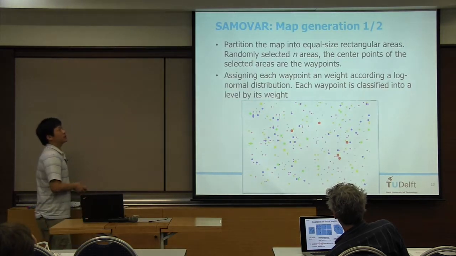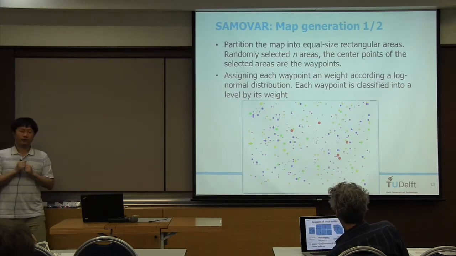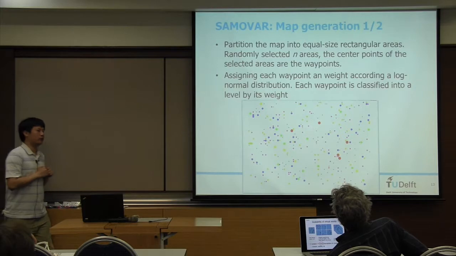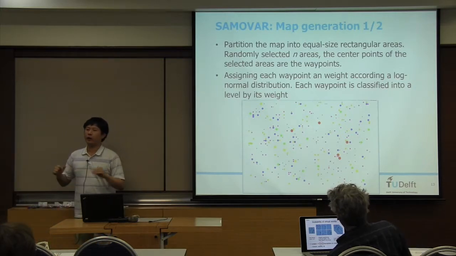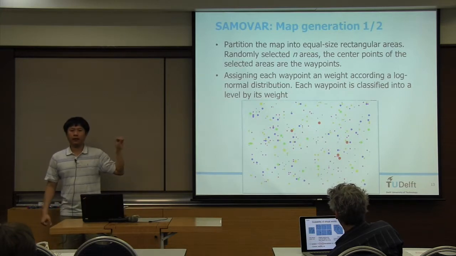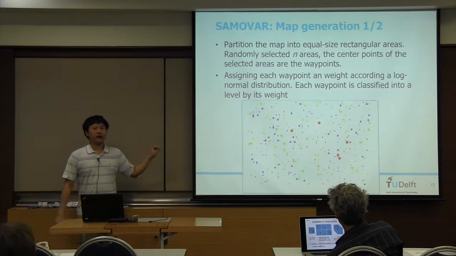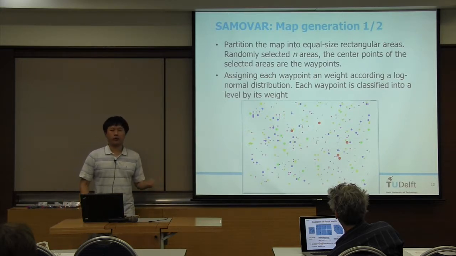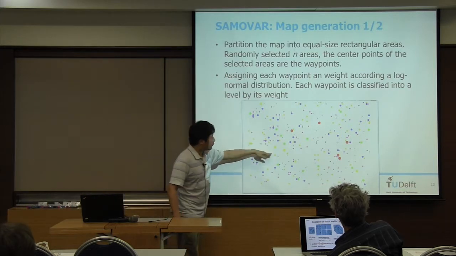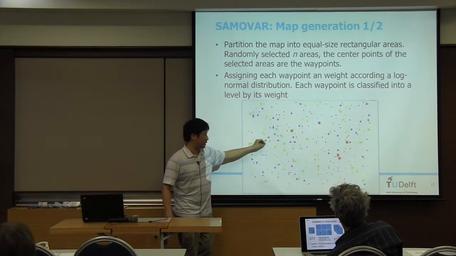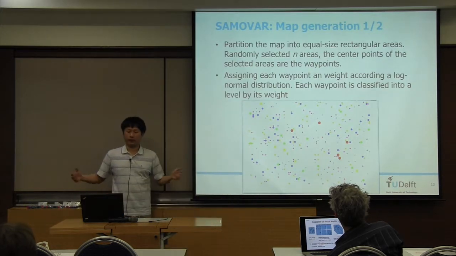The map generation for Samba. Firstly, we generate different waypoints across the map. So how do we do this? We partition the map into different rectangular areas, and we pick the central point of each area as the waypoint. And then we assign a normally distributed weight to each waypoint. As we can see, the different waypoints have different weights, and in each graph, bigger waypoints imply that the waypoint has bigger weight.